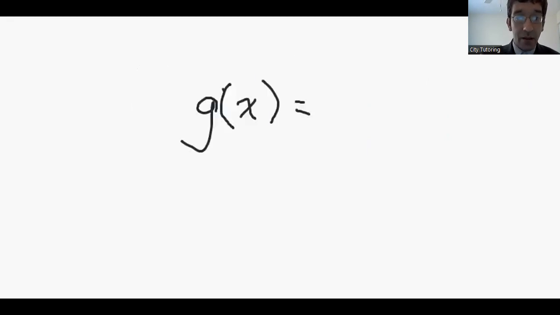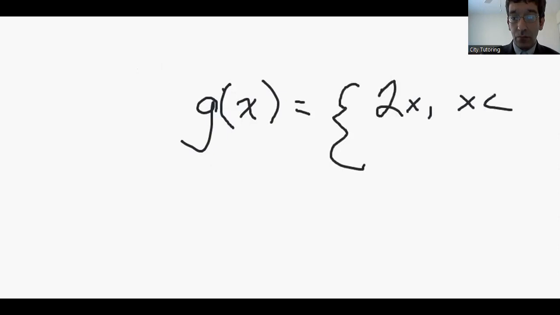This time I'm going to say g of x is 2x if x is less than 2, and it's going to be 2 to the x if x is greater than or equal to 2.